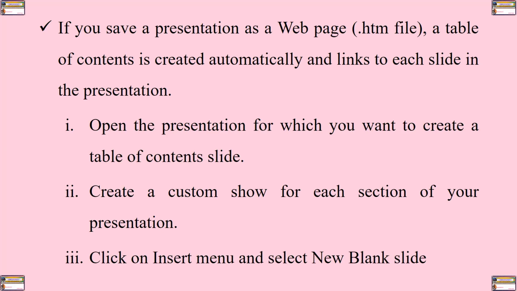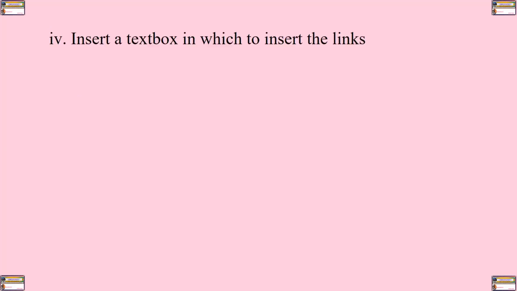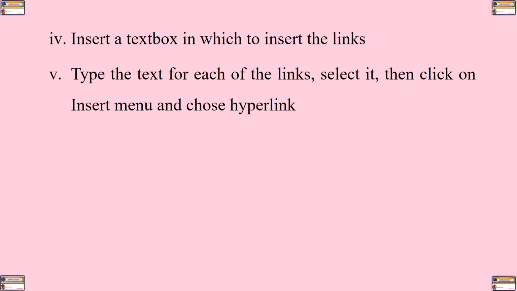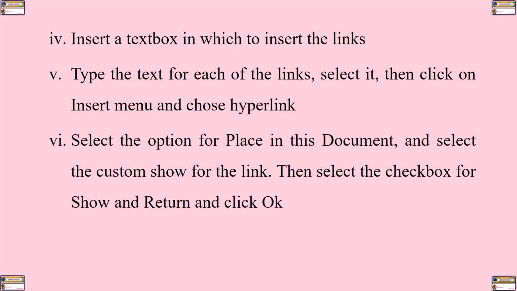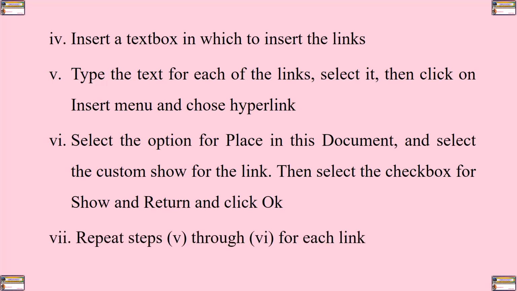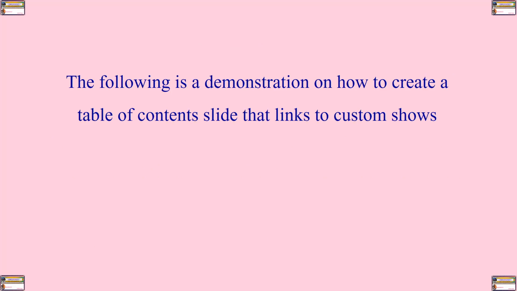Click on Insert menu and select New Blank Slide. And then insert a text box in which to insert the links. Type the text for each of the links, select it, then click on Insert menu and choose Hyperlink. Select the option for Place in this document, and select the custom show for the link. Then select the checkbox for show and return and click OK. Repeat steps 5 through 6 for each link. The following is therefore a demonstration on how to create a table of contents slide that links to custom shows.